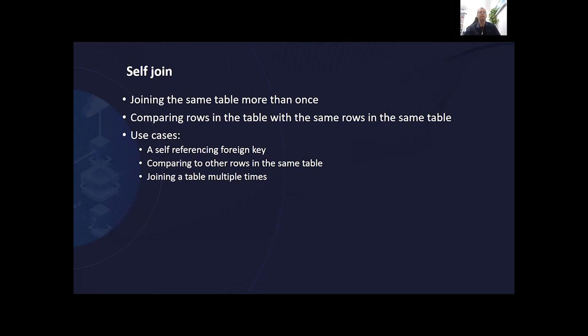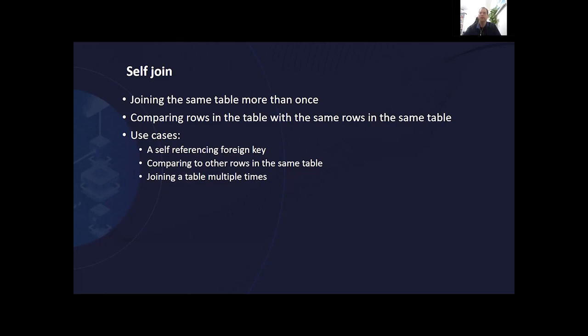Now let's talk about some different types of joins. Self-join. As I mentioned at the beginning, the join doesn't necessarily need to join two distinct tables. You can even join the same table to itself, and there are many use cases for why you would want to do it. For example, you have a self-referencing foreign key in this table.